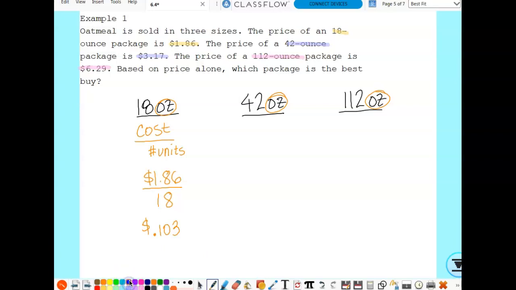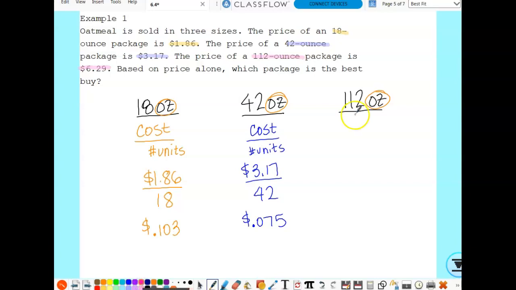We'll do the same thing for the 42-ounce package. Again, it's cost divided by the number of units, and our unit is ounces. So we take the cost, $3.17, divided by 42 ounces, which is 0.075. So this one you can see is less. If you get confused by the decimals, I'll show you a trick in just a second.